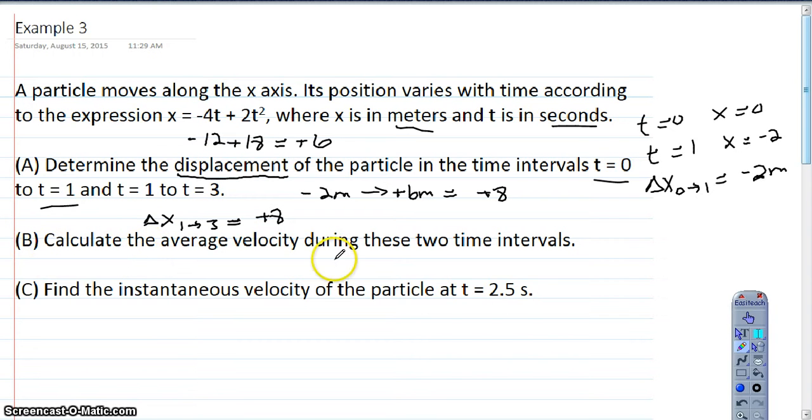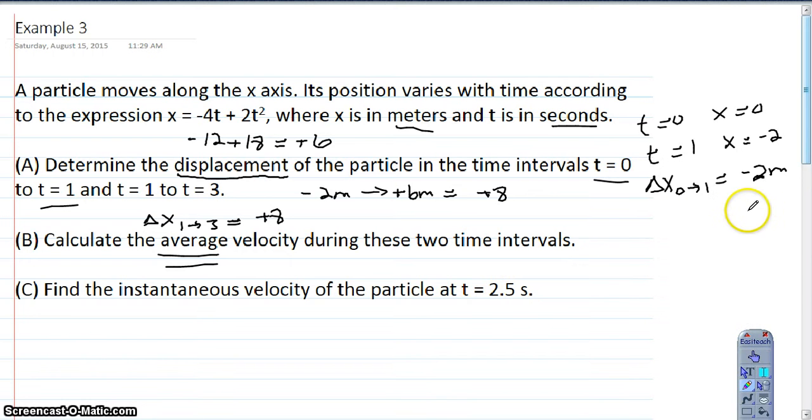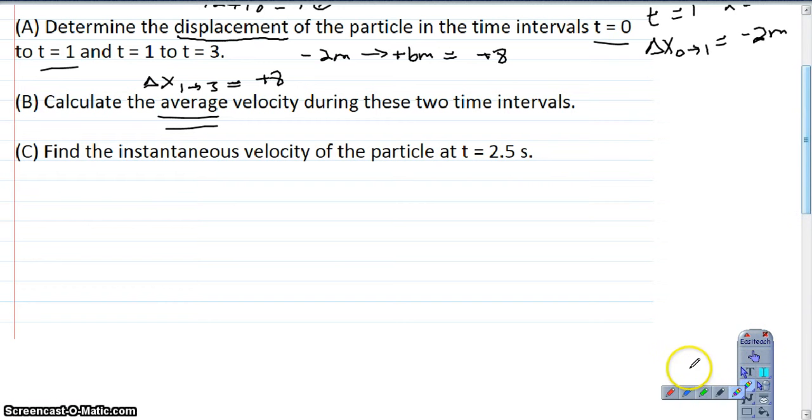Part B, calculate the average velocity during these two time intervals. So the average velocity, right? Average velocity, because it's just the average, is my change in displacement over time. So now that I know the displacements for both of those, that's not really too big of a challenge, right? I'll go ahead and work that down where I have a little bit more space. I gave myself all this space, I might as well use it.